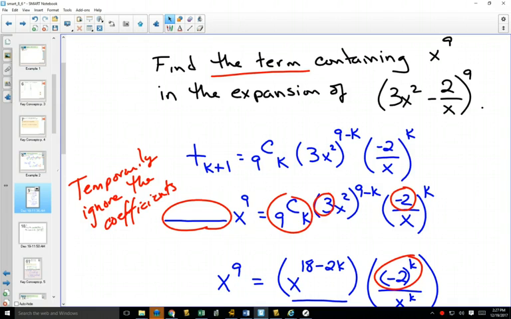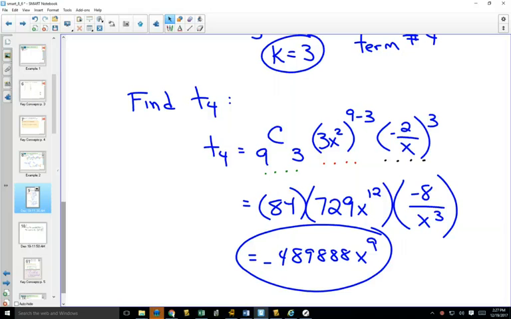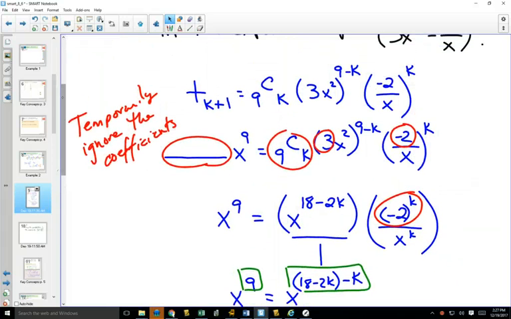So I've circled 9 choose k. If k is a number, this is a number. 3 to some power is going to give us a number. And negative 2 to some power is going to give us a number. And all of those later on were these numbers here, here, and here, and they made this number in front. But the only information that helps me figure out what k is are the powers.